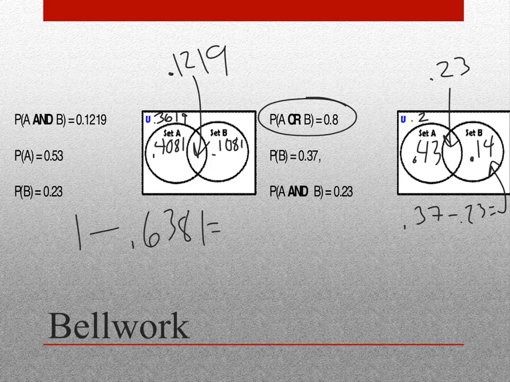So I used that 0.8 and subtracted out the 0.37 of B to get just this portion, right? Like the part of a moon portion of the Venn diagram. That gave me the 0.43. And then since all of this is the 0.8, I can subtract that from 1 to get my 0.2. Cool.